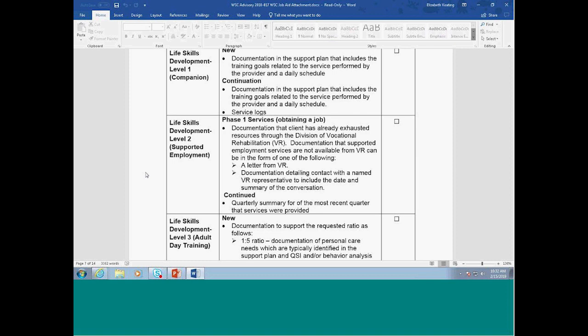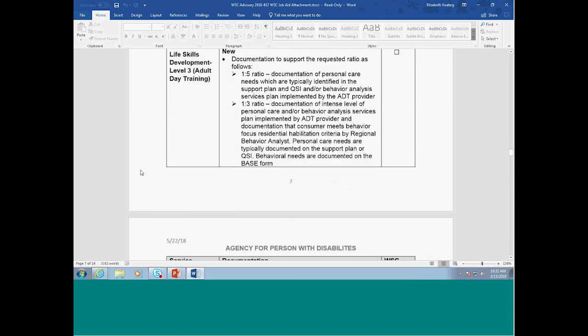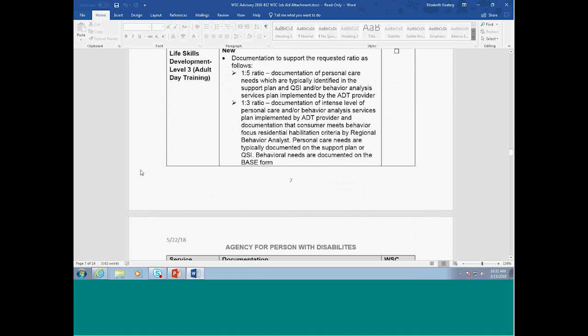And then for ADT, for Life Skills 3, please pay attention to the ratio definitions, and these are the definitions from the handbook, because these are the things that we have to follow for the ratios you're requesting. So for the 1-to-5 ratio, we need documentation of personal care needs, which are typically identified in the support plan, and then we're going to be looking at the QSI, or whether the individual is on a behavior services plan that is implemented by the ADT provider.